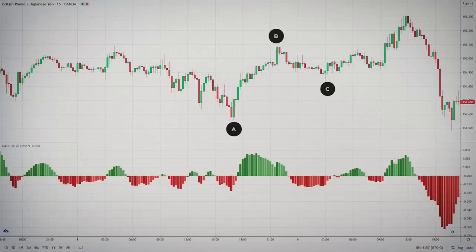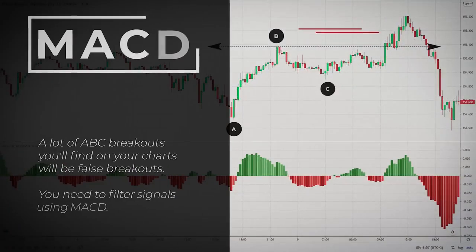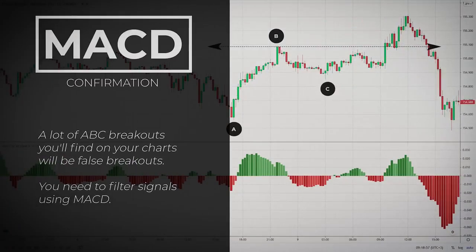The entry is simple. You either buy or sell the breakout of the point B. But here's the problem. There are many traders' systems which blindly sell and buy at the breakout of every pivot point on a chart. And this is where the MACD histogram comes into the equation. The MACD histogram will help us to filter ABC signals.